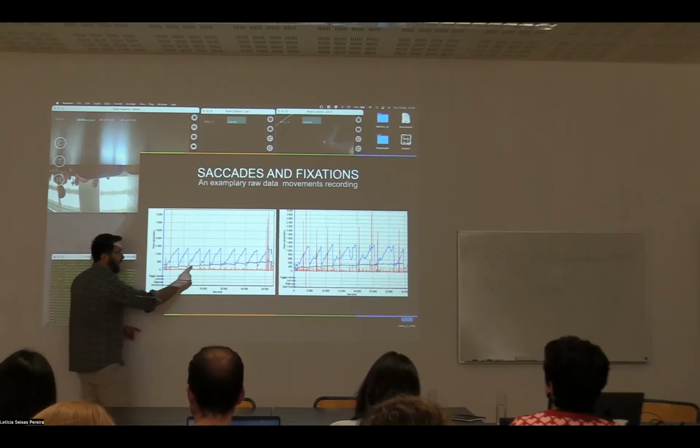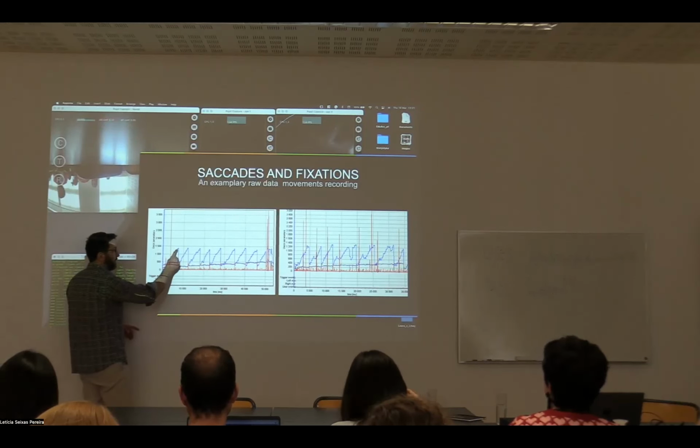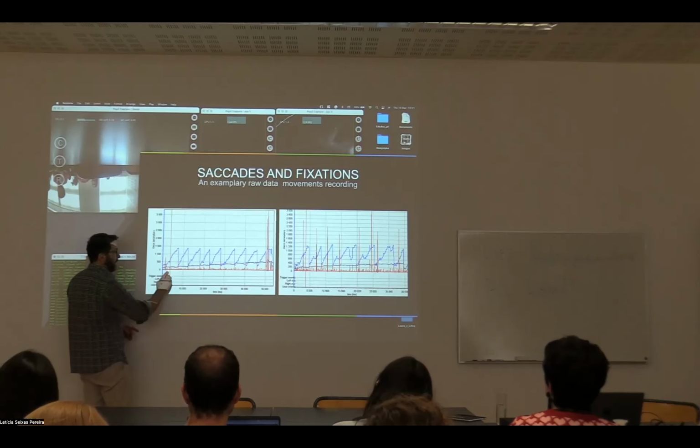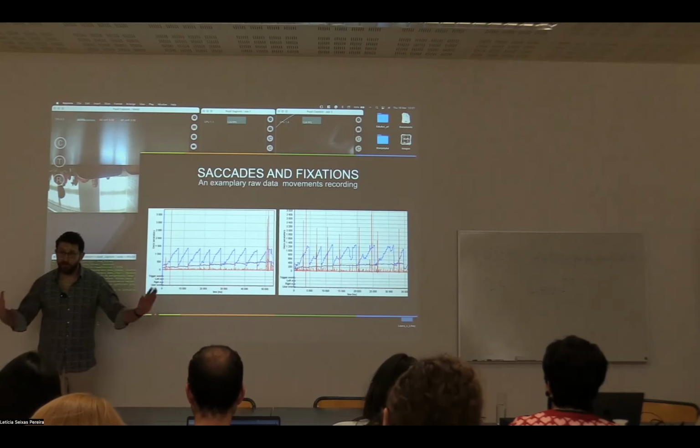Now, this dark blue line is the y-axis, and this is the horizontal axis. And the red is the speed of the eye, which is easy to calculate from these numbers. So, and that's it. Nothing else comes from the eye tracker.